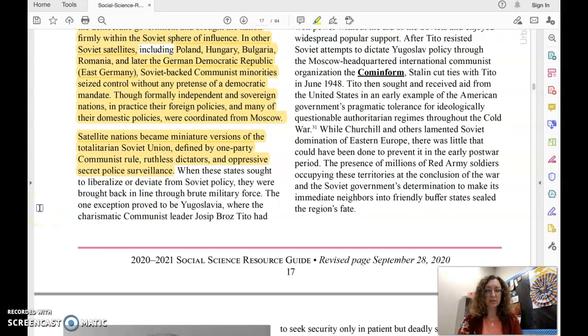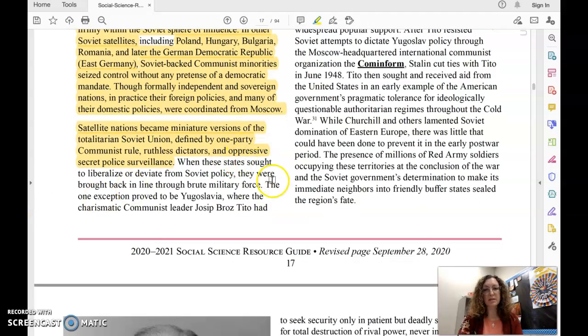Okay, so what happens when the Soviet Union takes over these countries? One-party communist rule, dictators who are ruthless, police surveillance. In other words, people's choices are removed, and it's much more dangerous to live here if you disagree with the communist leaders. There is one exception to the nations who get sort of swept into Soviet control, and this exception is Yugoslavia.